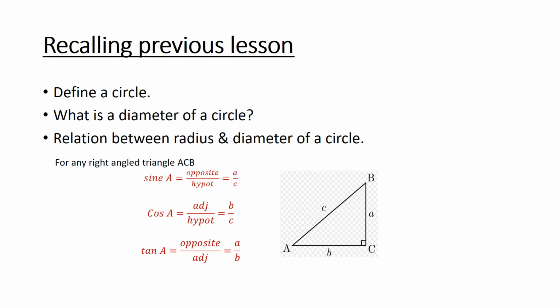Recalling previous lesson: define a circle, what is the diameter of a circle, and what is the relation between radius and diameter of a circle. Also, for any right angle triangle ACB, sin A is the ratio of opposite over hypotenuse, that is, it is equal to A over C. Cos A is the ratio of adjacent over hypotenuse, equals to B over C, and tangent A is the ratio of opposite over adjacent, that is equals to A over B.